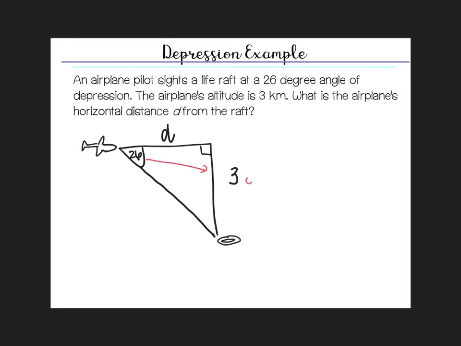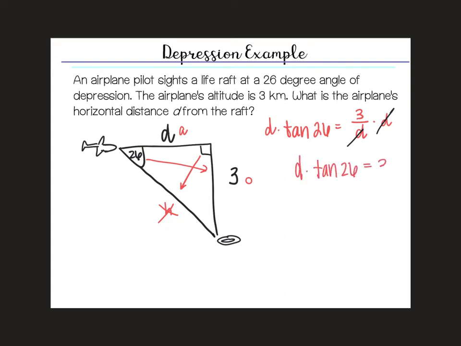So then again, we start labeling. This is opposite. This is hypotenuse. This is adjacent. I'm not concerned about the hypotenuse. OA, that goes with tangent. So tan 26 equals opposite over adjacent, which they said to use D. If you want to use X, that's totally okay. We would multiply by D on both sides, causing these D's to cancel out. I get D times tan 26 equals 3. Divide by tan 26 on both sides.